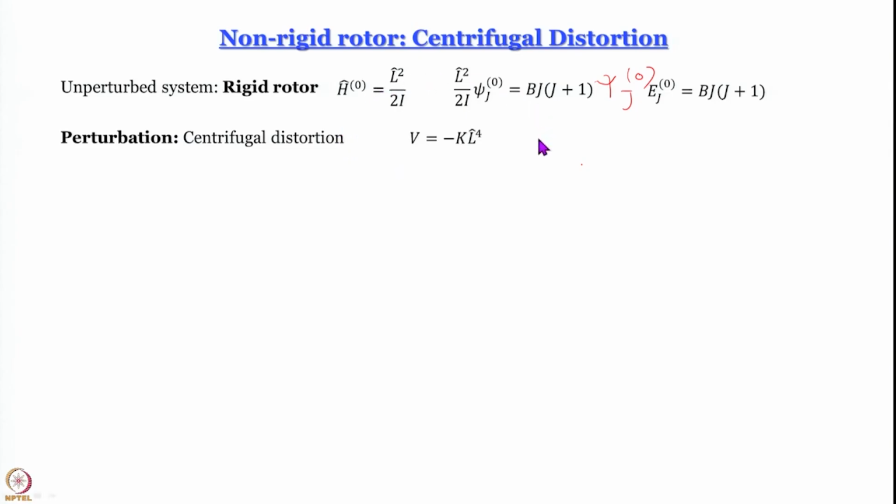From classical mechanics we know that the centrifugal distortion is associated with a potential that is proportional to the fourth order of angular momentum. So, we construct the operator V equal to minus k L to the power 4. Now, please remember here we are going to use it, what L to the power 4 means.